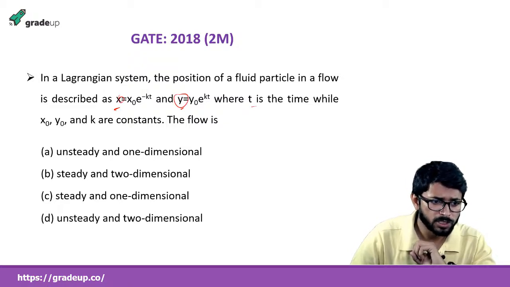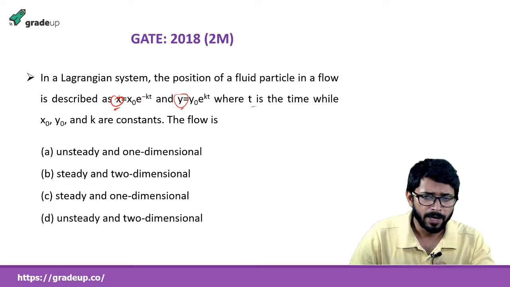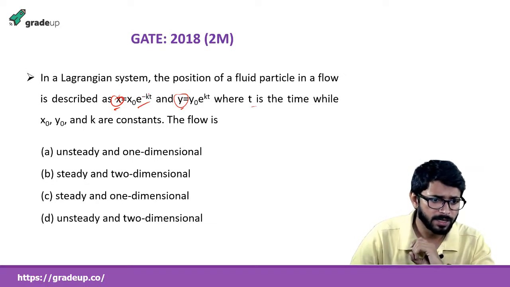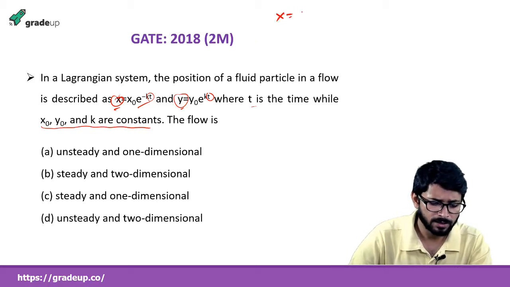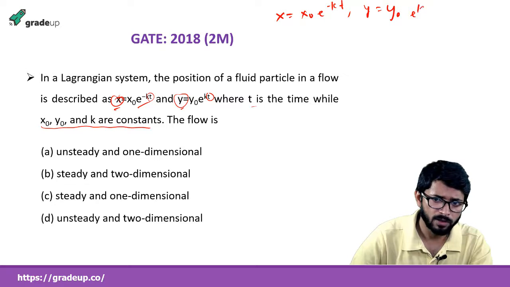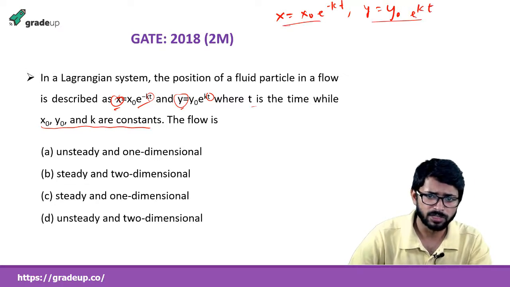The position of the fluid particle is dependent on time, because time is mentioned here. The position depends on time, while x naught, y naught and k are constants. The question is asking what will be the flow. First, it is given that x is equal to x naught e to power minus kt, and y is equal to y naught e to power kt. So these are the positions of the particle.